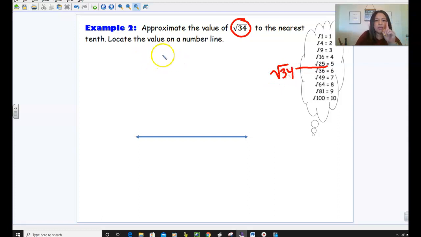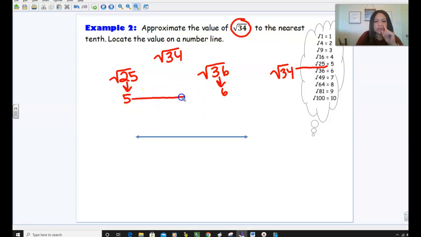So now I'm going to say the square root of 34 has to be somewhere greater than the square root of 25, but less than the square root of 36. And I know that this is 5 and that this is 6. So it's got to be somewhere in the middle. Okay, that's my step 1.